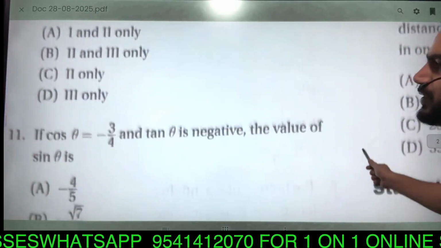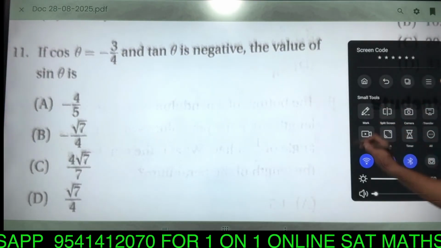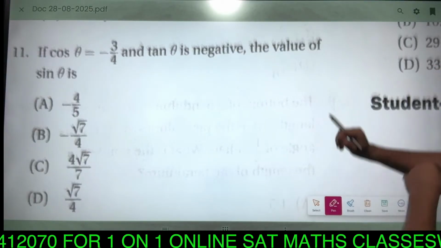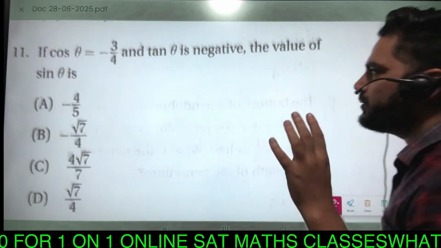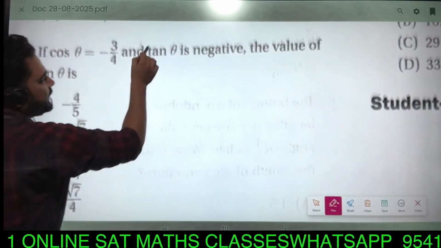What will be the 11th question? This is the 11th question. In the 11th question they are saying that if cos theta is equal to minus 3 by 4 and tan theta is negative. So one important piece of information they are giving us is that tan theta is negative.